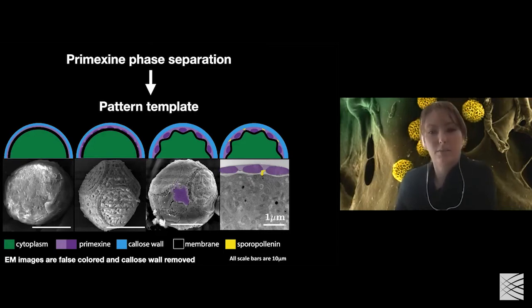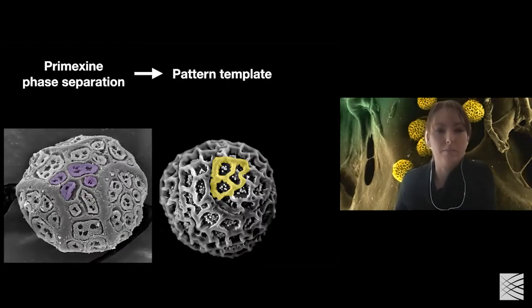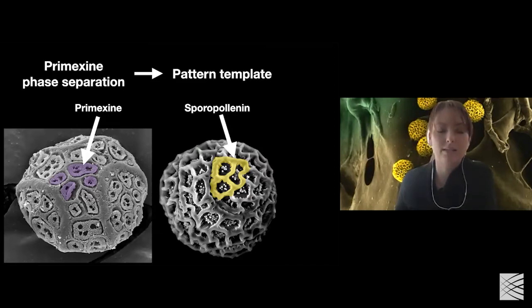You can see this a little bit better if we compare a phase during development where you can see the Primexine material, and then you can look at it in the final form. And what you see is that the sporopollenin is getting deposited in these regions where there's no dense Primexine. So essentially this dense Primexine is creating the negative template for the final form.